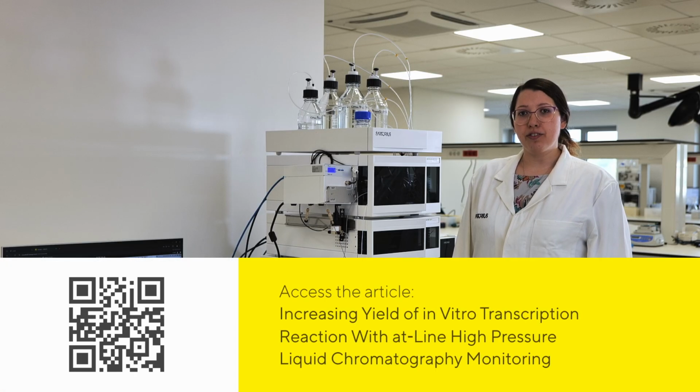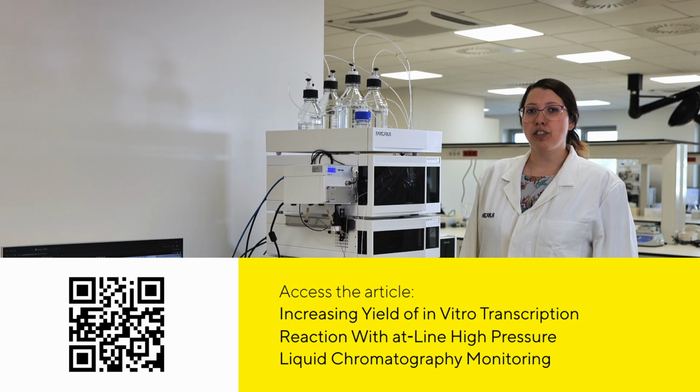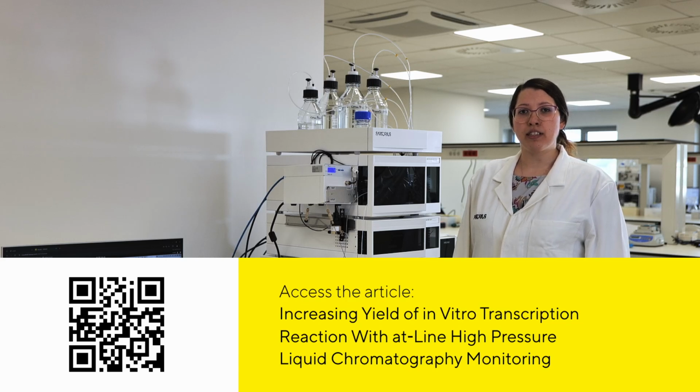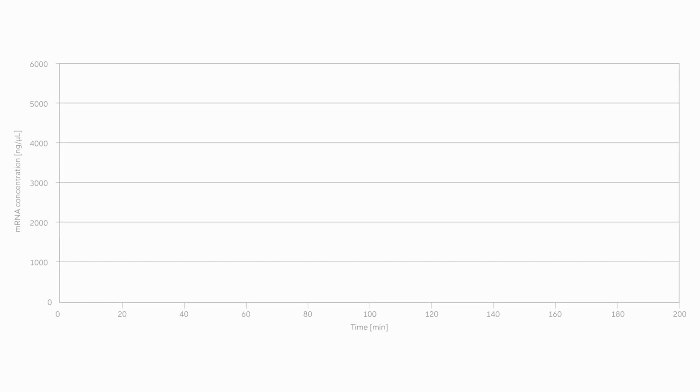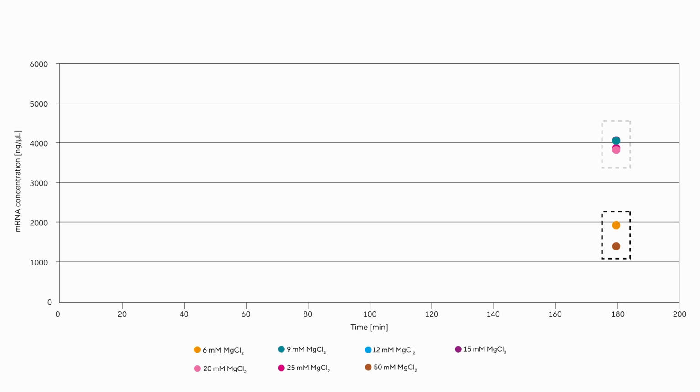In this experiment, for example, we aimed to determine the importance of the concentration of magnesium ions in an IVT reaction. We designed an experiment where each IVT had a different magnesium chloride concentration. If we only looked at the final points, we might falsely conclude that we only had 2 different outcomes. 2 reactions performed poorly, while all the rest had the same final mRNA concentration.